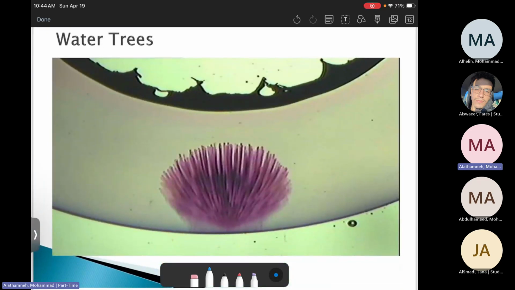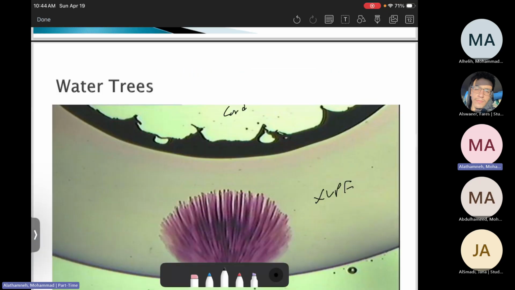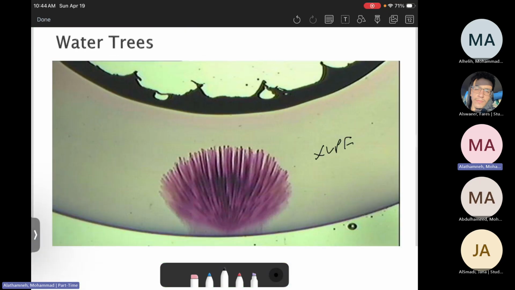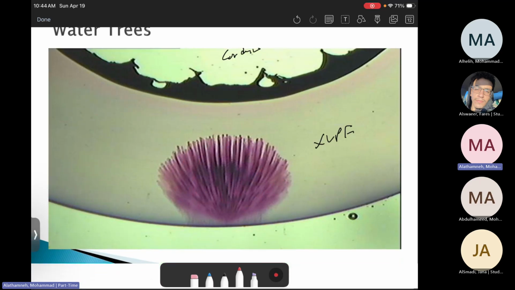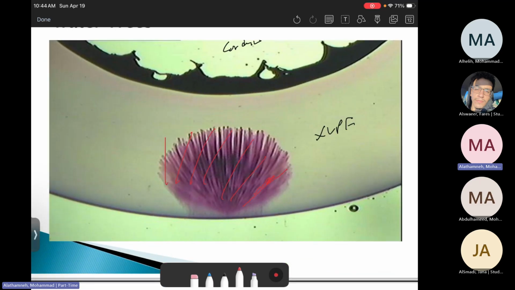This is how a water tree looks. This is the XLPE insulation, and here is the conductor. You can see it caused some permanent damage here. That permanent damage happens because of humidity. This is called a water tree, which here impacts the electromagnetic interference and the electrical connection as well.